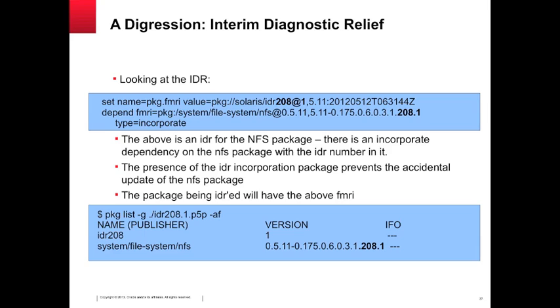As I said, it prevents the accidental update. We deliver IDRs as a package archive, so they're not in the support repositories. We deliver them as P5P files. You can talk to P5P files, just do a pkg list, for example, to see what the contents of this are, and you see it's got an IDR, 208, version 1, not installed or frozen or obsolete, and the version of the file system there. That's an IDR.